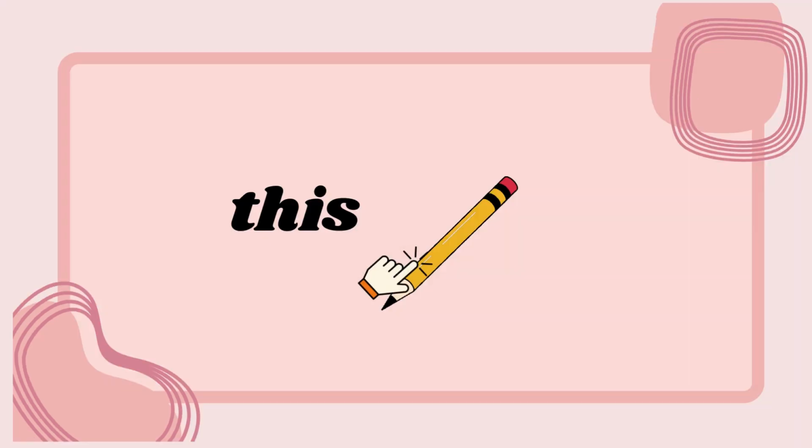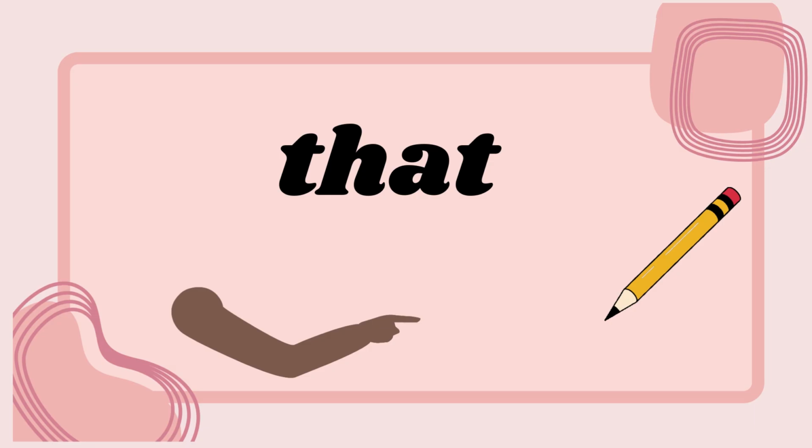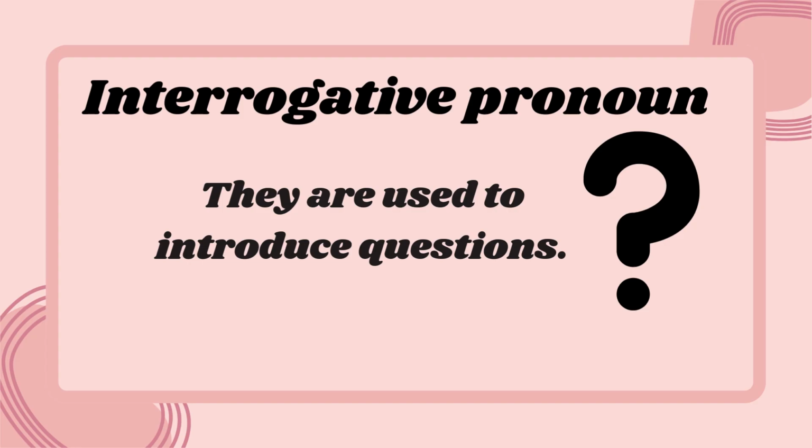If I hold up this pen, I would say, this is my pen. But if I am pointing to a pen across the room, I would say, that is my pen. Easy, right? Next up, let's talk about interrogative pronouns.